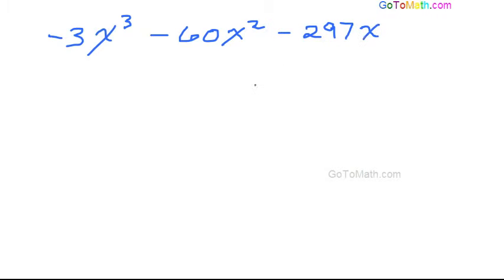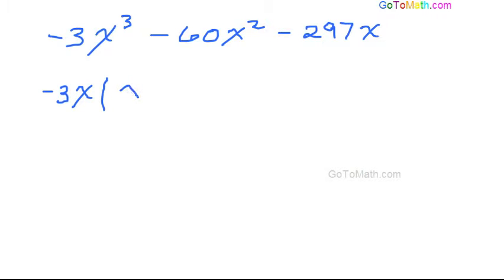Now what we're going to want to do, since we've got a negative here, is factor that out. 3 goes into 60, and I'm almost betting that 3 goes into 297, so 99 times. So we're going to pull out a negative 3. And since we have an x in each one of these, we're going to pull an x out. Remember, you always pull out the one with the smallest exponent.